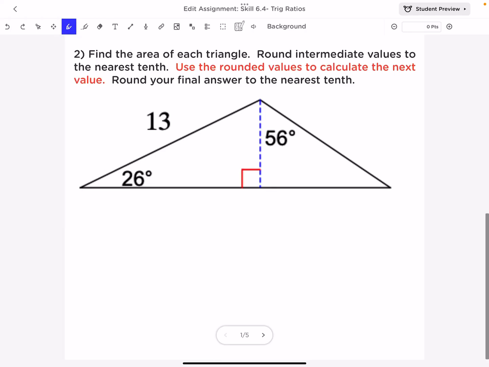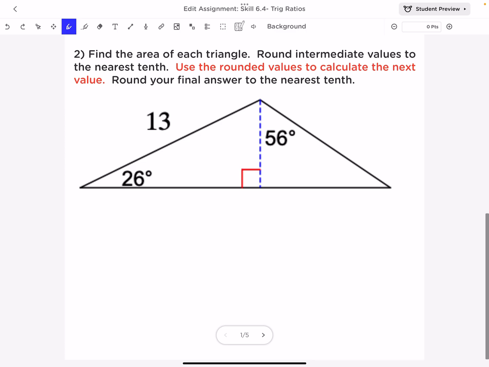Okay, so for problem number 2 here, example number 2, we need to find the area of this triangle right here. Now we round intermediate values to the nearest tenth, and then we use the rounded values to calculate the next value, and that's going to be really important. And then you round your final answer to the nearest tenth as well. So we're finding our area.